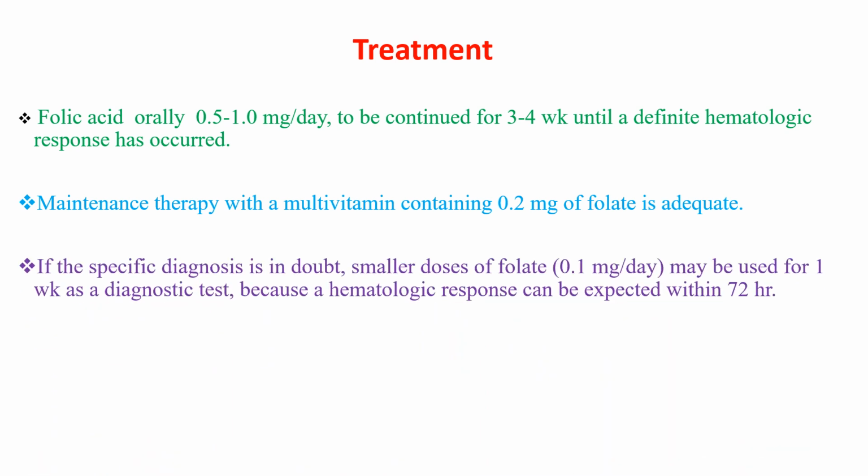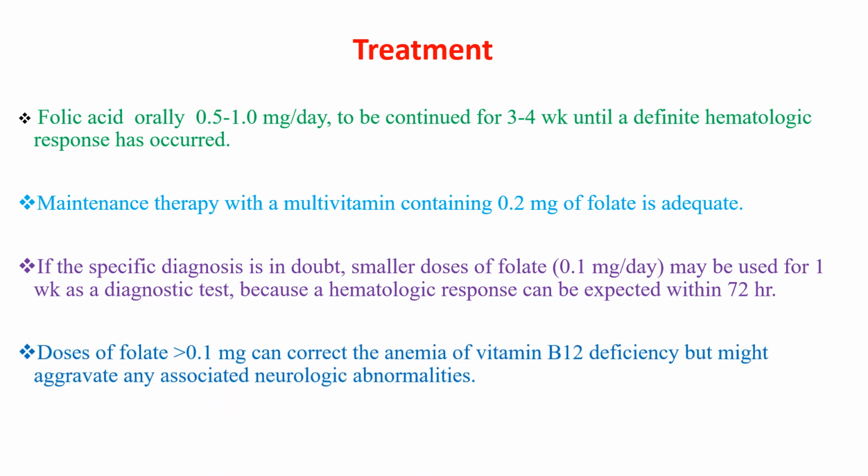If the specific diagnosis is in doubt, a smaller dose of folate, such as 0.1 mg per day, may be used for 1 week as a diagnostic test, because hematologic response can be expected within 72 hours. A dose of folate more than 0.1 mg can correct the anemia of vitamin B12 deficiency, but might aggravate any associated neurologic abnormalities.